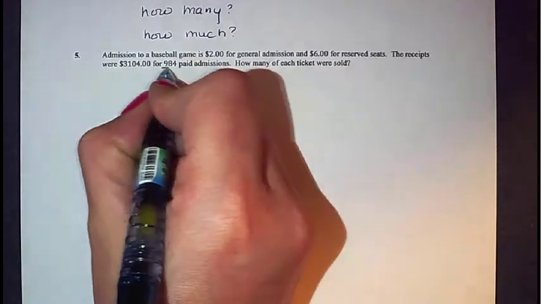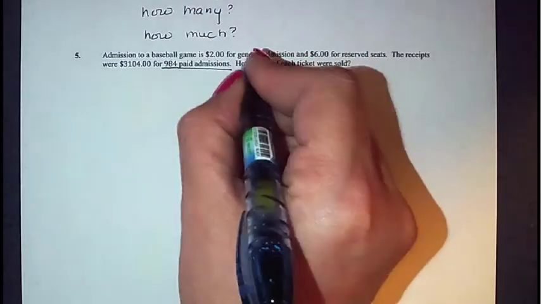So admission to a baseball game is $2 for general seats and $6 for reserved. The receipts were $3,104 for 984 paid admissions. How many of each ticket were sold? So again, the how many is how many tickets. So look, we had 984 paid admissions, that's the how many, and those were made up of our general and our reserved. And so I'm going to use G and R just so when I get my final answer I know exactly what I'm looking at.